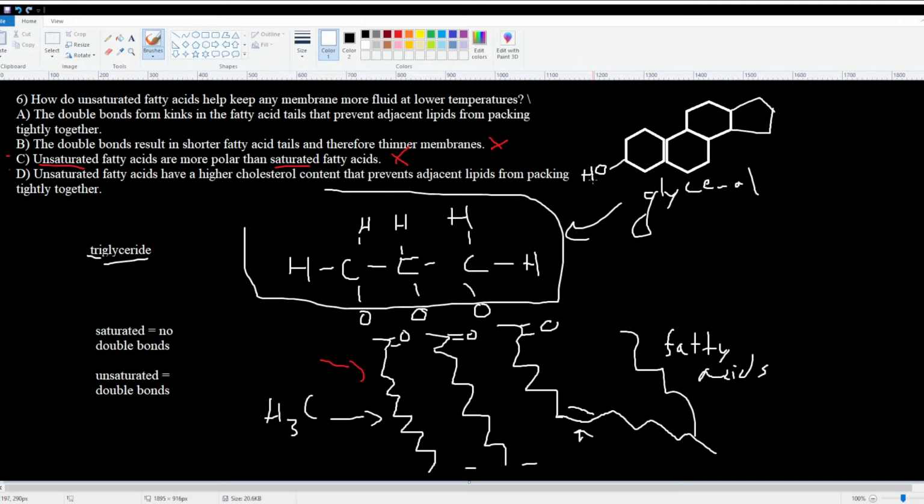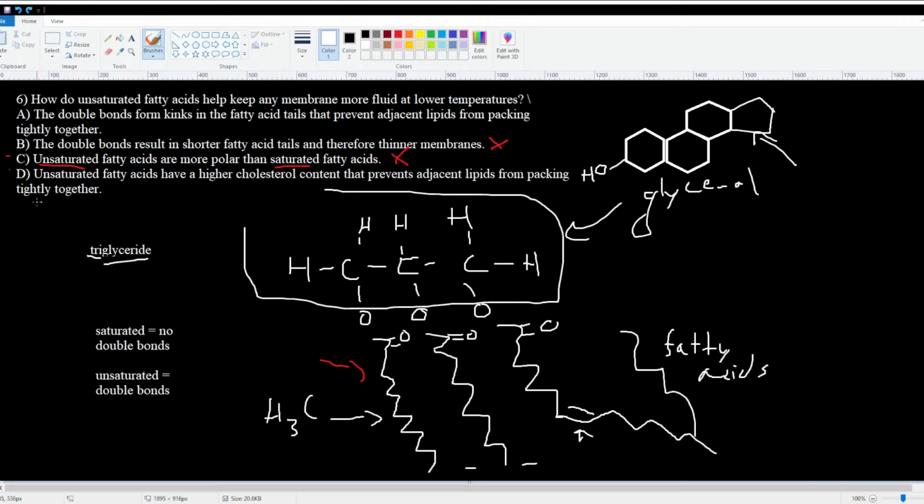So cholesterols and fatty acids are totally separate from each other. This is a cholesterol molecule. It has a bunch of other stuff on the top here. Does this look like a fatty acid? Do these look anything alike? No, right? So unsaturated fatty acids having higher cholesterol contents, we're not even talking about this.